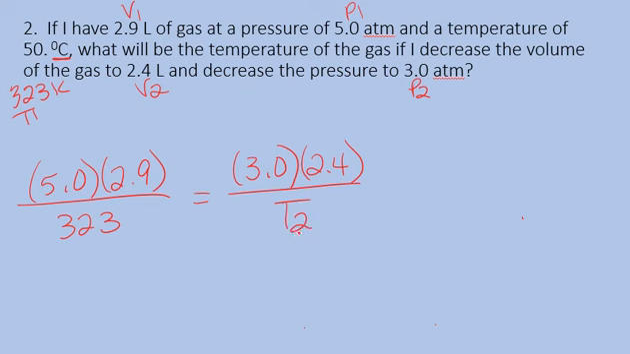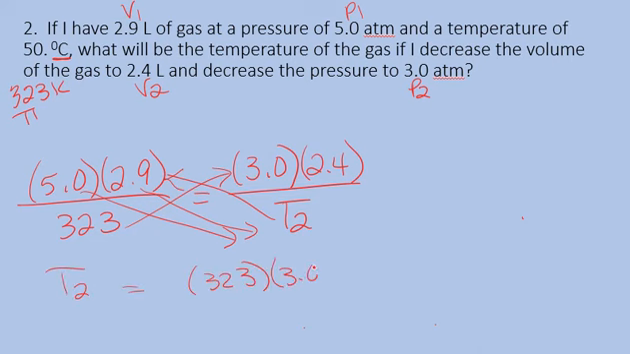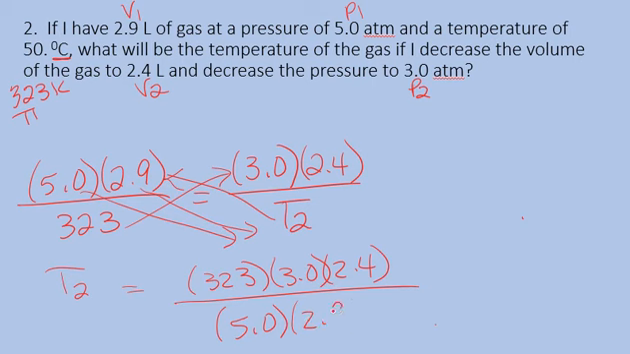Now it's T2 that I want alone, and I want it on top. So I'm going to throw T2 up there, 2.9 and 5.0 I'm going to put down there, and 323 over there. That way T2 is by itself. So here's T2 by itself: 323 times 3.0 times 2.4 divided by 5.0 times 2.9 equals. I'm punching it all in the calculator. And again, if you have a graphing calculator, you can actually punch in all the parentheses.